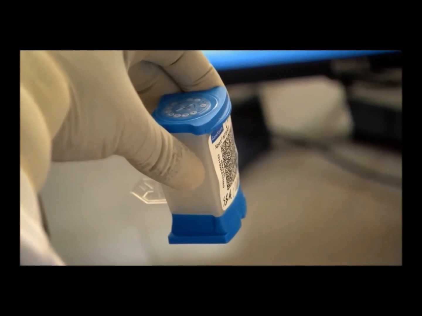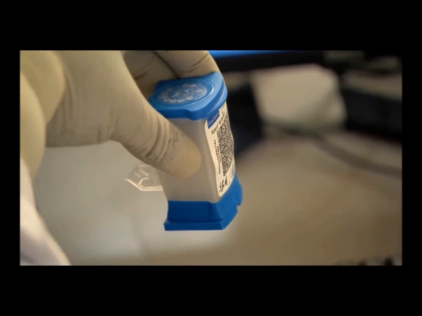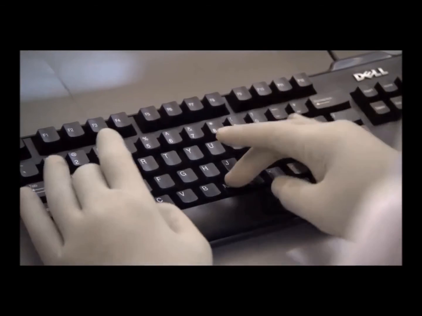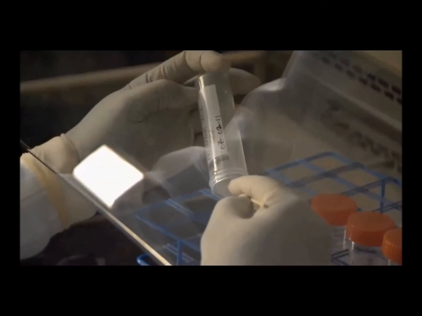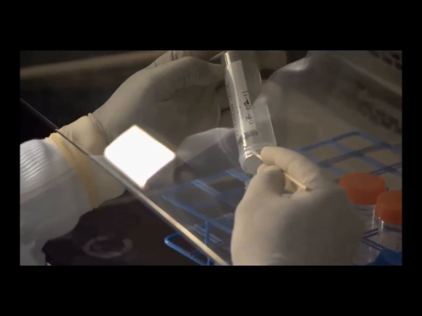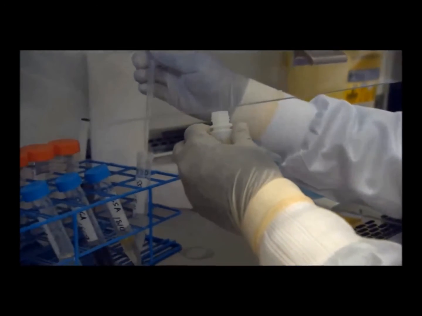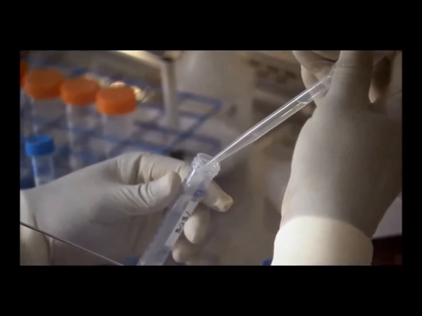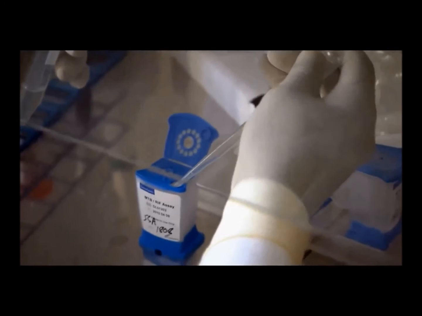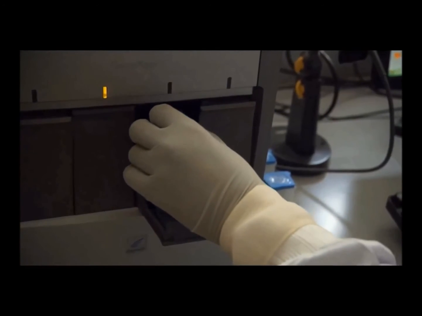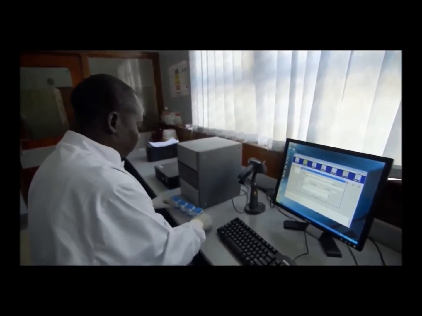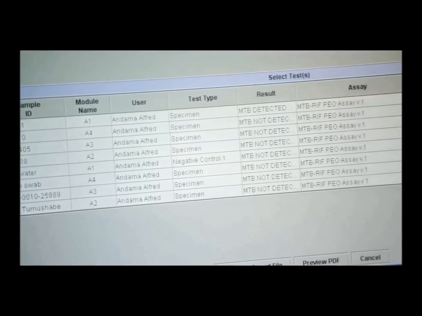It achieves this by analyzing the patient's DNA, looking specifically for genetic sequences that are associated with TB. All the operator has to do is treat each patient's sputum sample with chemicals to kill any TB, making it safer to handle. Transfer each sample into a special cartridge, then load the cartridges into the GeneXpert, 4 separate patient samples at a time. Less than 2 hours later, the DNA has been tested and the results are in.